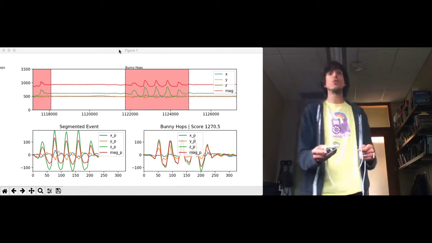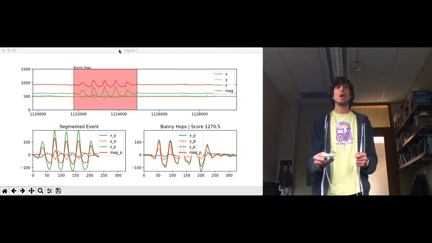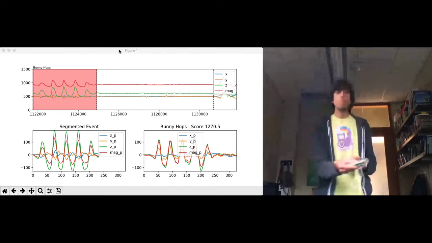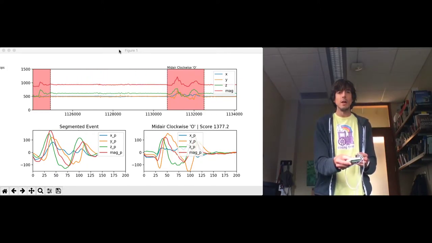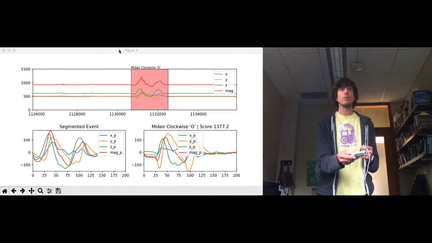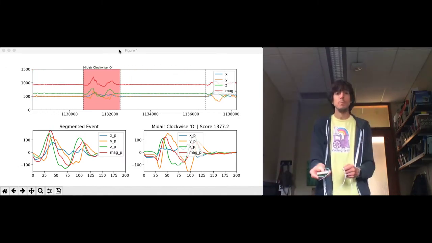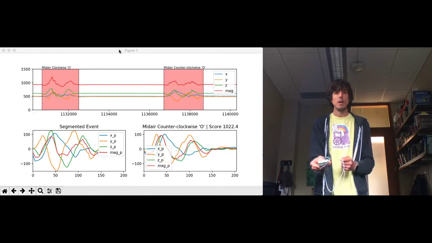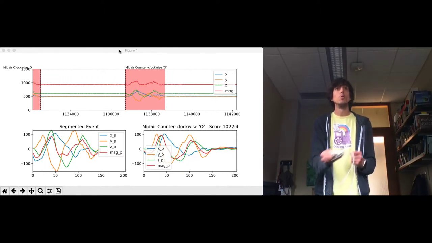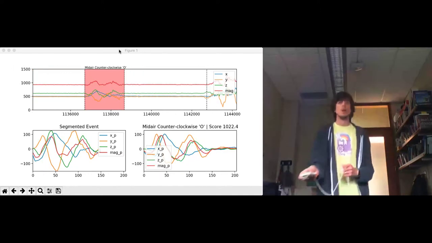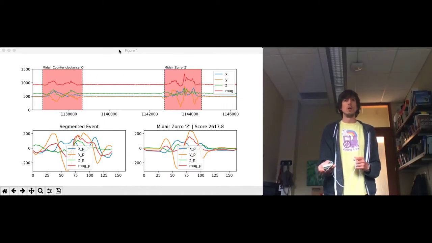And some drawing gestures. So here is a clockwise O, whoop, and a counterclockwise O, whoop, and a Zorro, Zorro again.